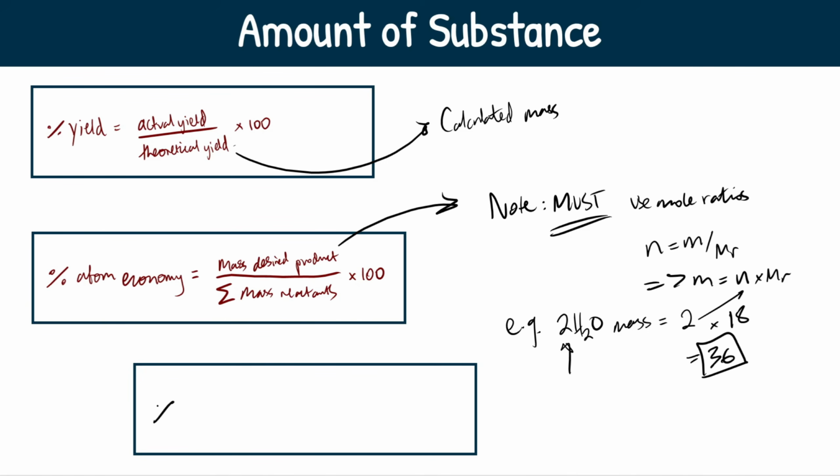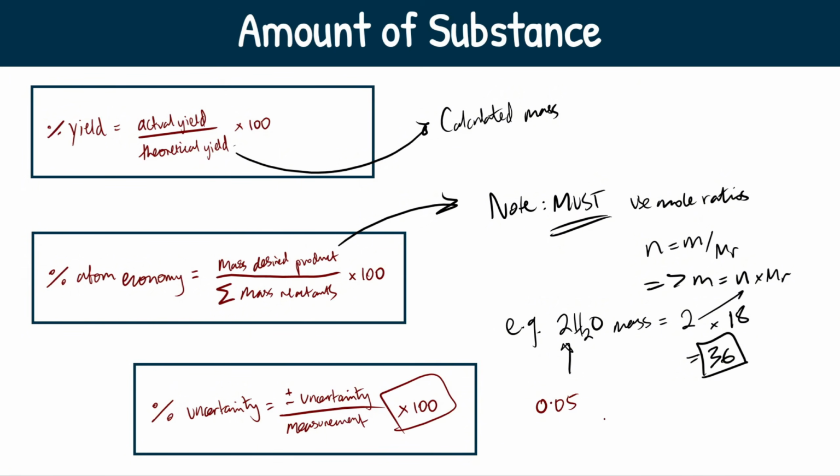Last percentage to do with practicals. Let's change to red so we make it nice and clear what's going on. Percentage uncertainty. Percentage uncertainty equals plus or minus uncertainty. Now the uncertainty is going to be given to you, so don't freak out about that. It's going to be, for example, like 0.05. That is going to be given to you. Okay, and this is going to be divided by the measurement taken. Really common example is going to be like mean theta, okay, when you're carrying out your titrations. And again, because it's a percentage, you times it by 100, all right?